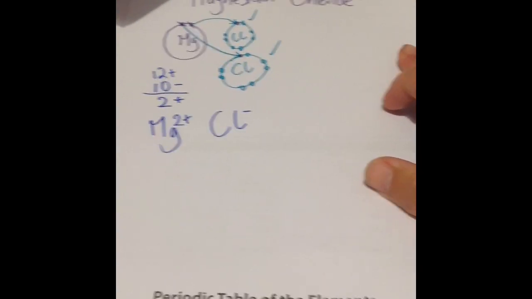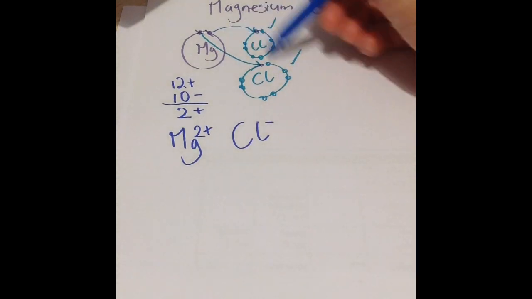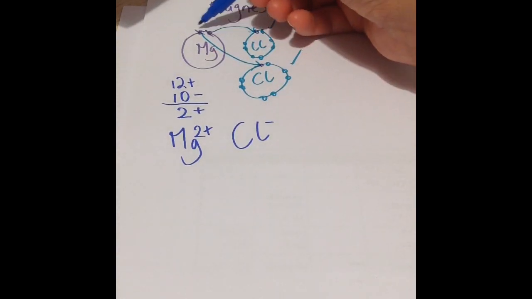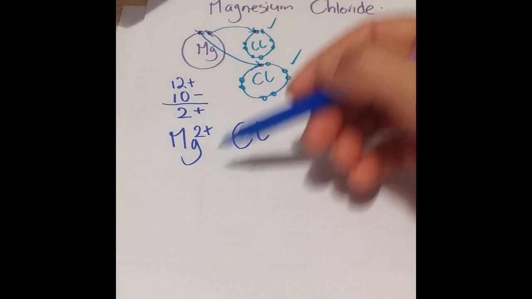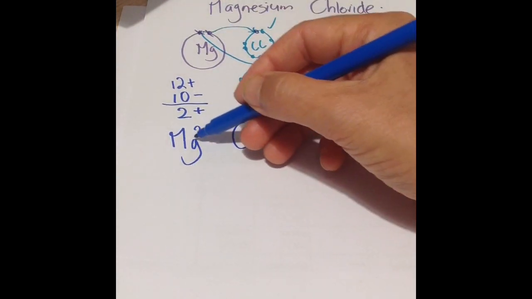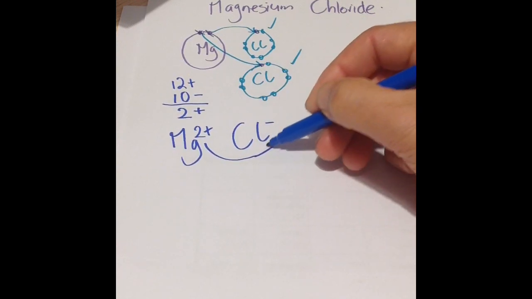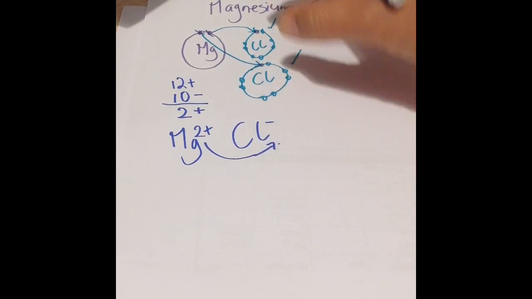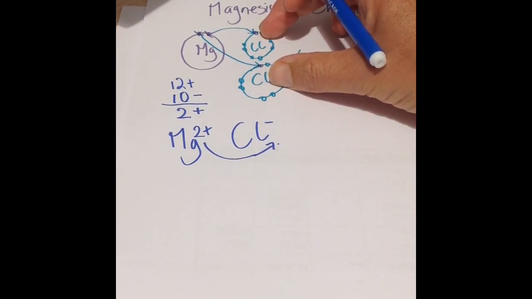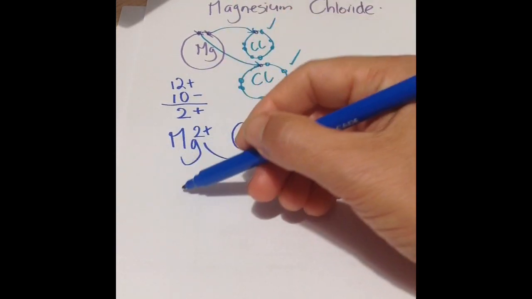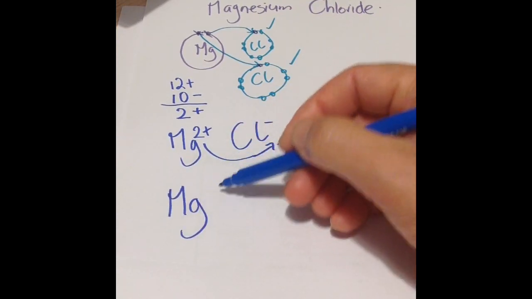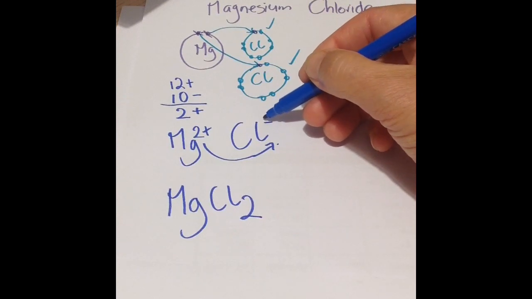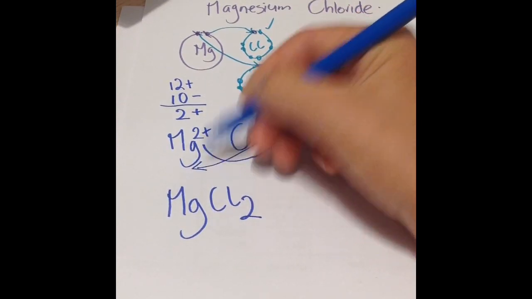So what we can do, quick method, is swap and drop. Instead of drawing it out to find the ratio of how many chlorines you need to get rid of all the electrons of the magnesium, what you can do is swap and drop. So the 2 from the magnesium, now it's not a charge anymore. It's going to represent the amount of chlorine atoms. So it becomes a formula. So MgCl2. And the 1 from the chlorine, we swap and drop both of them.